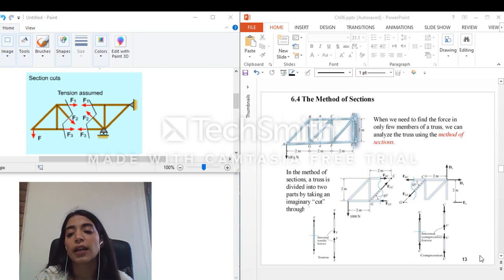Good morning, guys. In this video, we'll talk about a second method to solve the internal forces inside the truss, which is the method of sections. And we'll talk about the difference between the method of sections and the method of joints.